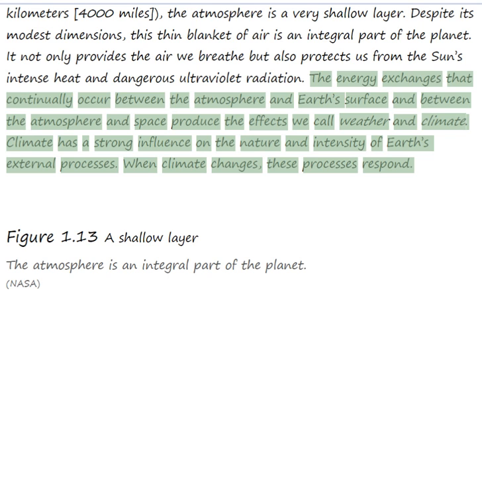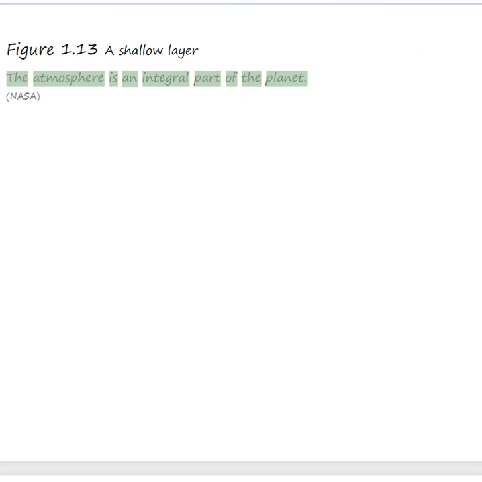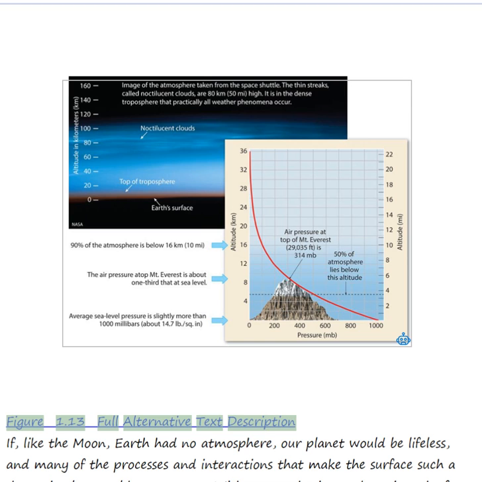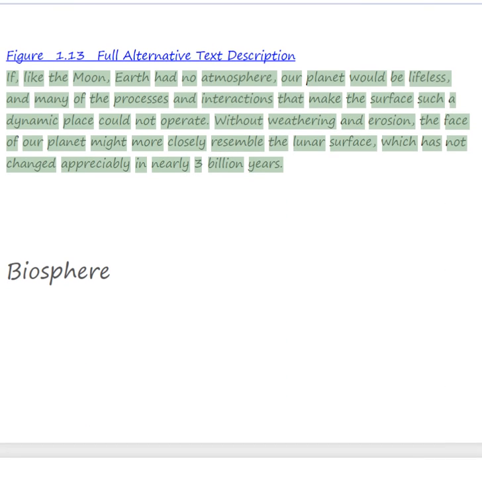Climate has a strong influence on the nature and intensity of Earth's external processes. When climate changes, these processes respond. The atmosphere is an integral part of the planet. Figure 1.13 A shallow layer. Figure 1.13 Full alternative text description. If, like the Moon, Earth had no atmosphere, our planet would be lifeless, and many of the processes and interactions that make the surface such a dynamic place could not operate. Without weathering and erosion, the face of our planet might more closely resemble the lunar surface, which has not changed appreciably in nearly 3 billion years.